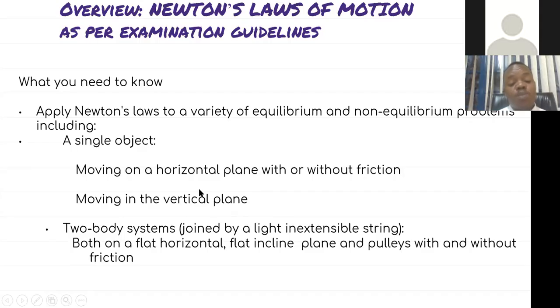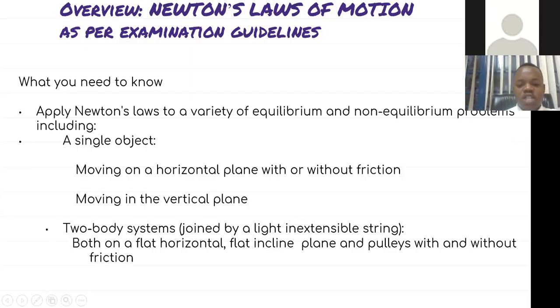Again, these Newton's laws, we must be able to apply them to objects that are made up of two bodies. In other words, that are made up of two objects. So we call them two body systems, and they are joined by a light inextensible string. And those objects, they can be on a flat horizontal surface, and we can look at a couple of examples regarding flat horizontal surfaces.